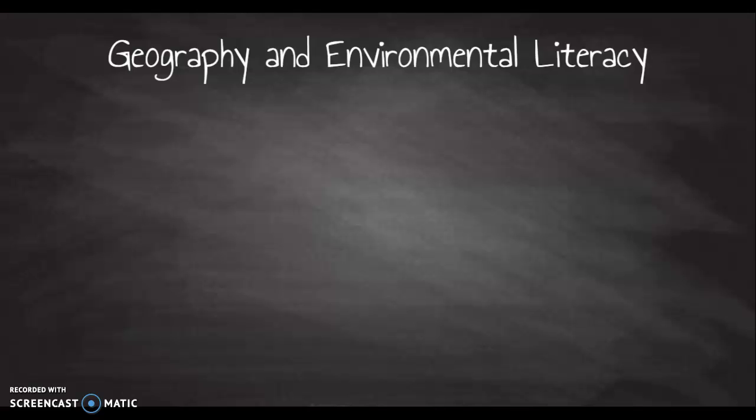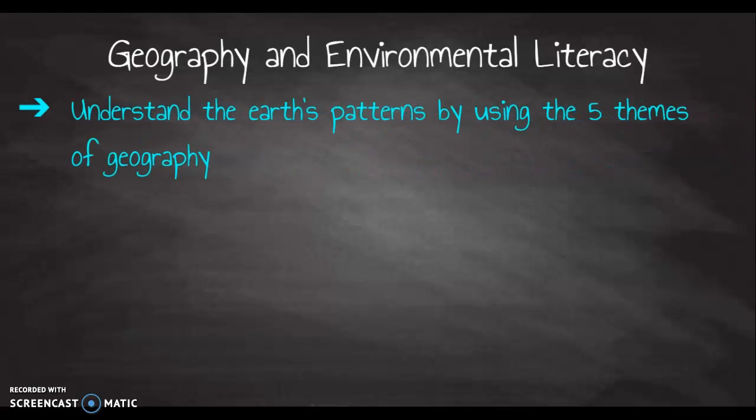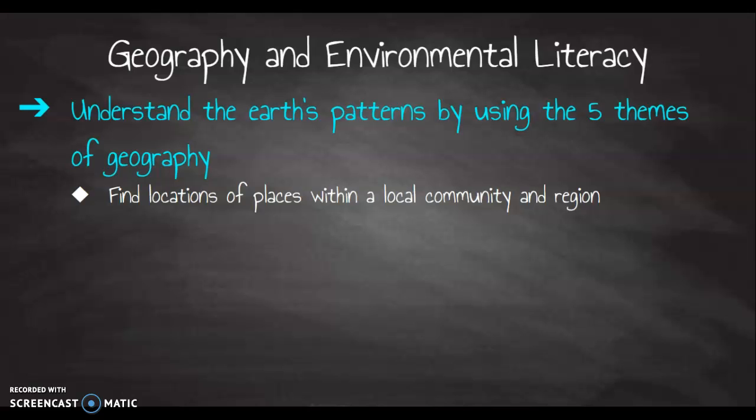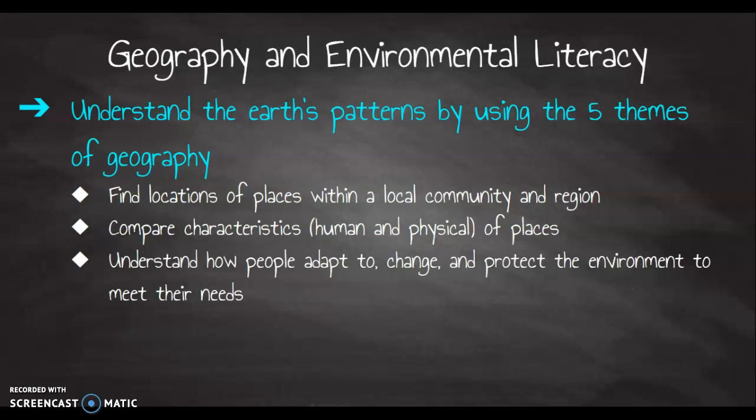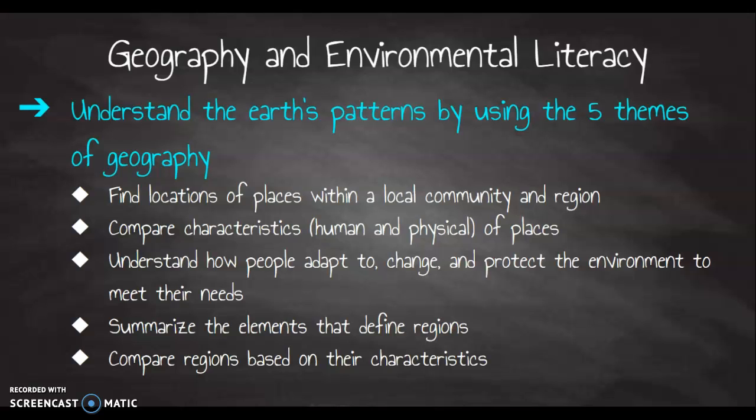The next one will be geography and environmental literacy. Students will understand the Earth's patterns by using the 5 themes of geography. Students will find locations of places within a local community and region. And they will also compare characteristics, both human and physical, of certain places. And they will understand how people adapt to, change, and protect the environment to meet their needs. And finally, they will summarize the elements that define regions. Oh, I'm sorry, not finally. Now finally, they will also compare regions based on their characteristics.